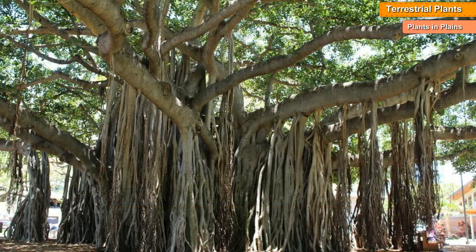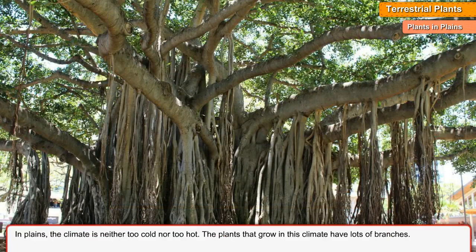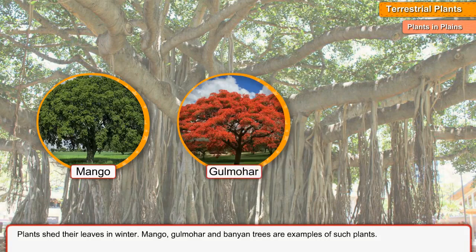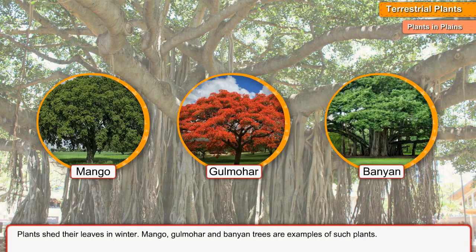Plants in plains. In plains, the climate is neither too cold nor too hot. The plants that grow in this climate have lots of branches. Plants shed their leaves in winter. Mango, gulmohar, and banyan trees are examples of such plants.